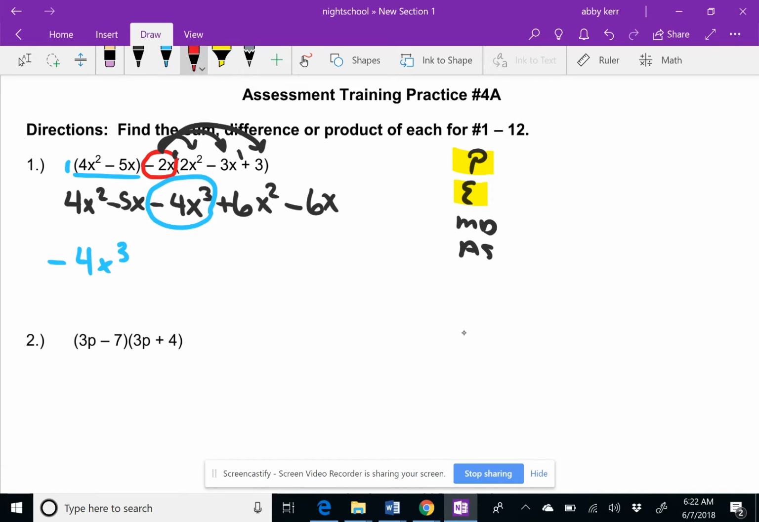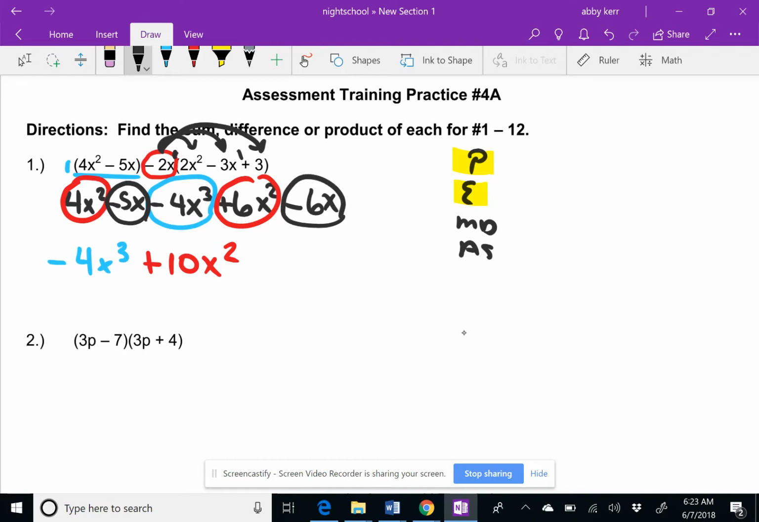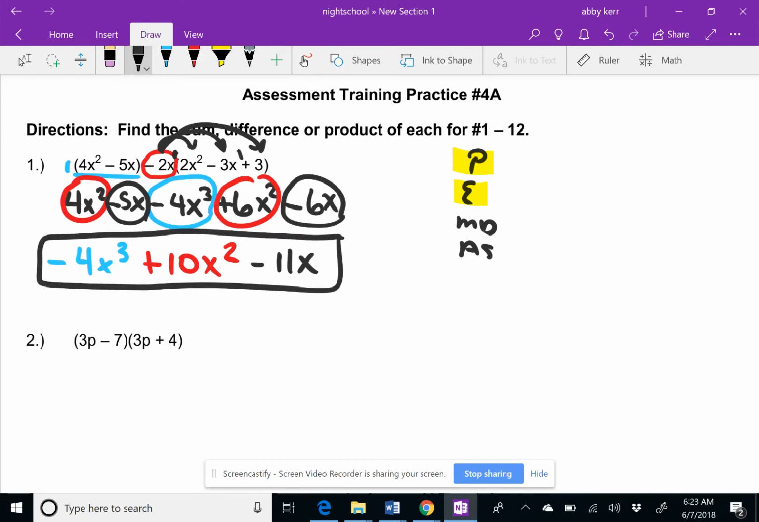The next one would be 4x squared plus 6x squared. 4 plus 6 is 10. Since we're combining like terms, we're not changing the identity of x squared, so you just rewrite it. And then lastly, negative 5x minus 6x. So negative 5 minus 6 is negative 11, and then we drop down the x. So then it's in standard form. There are no more like terms, so that is officially our answer.